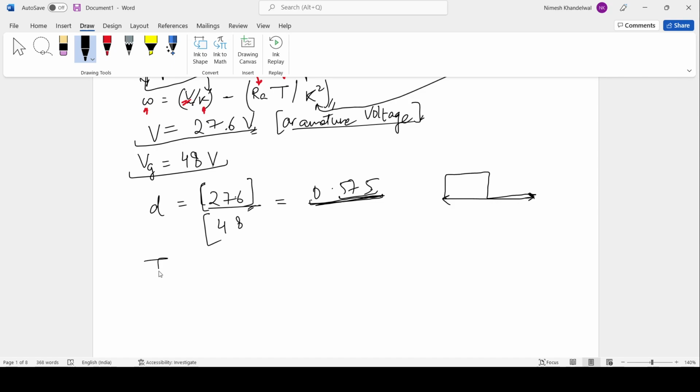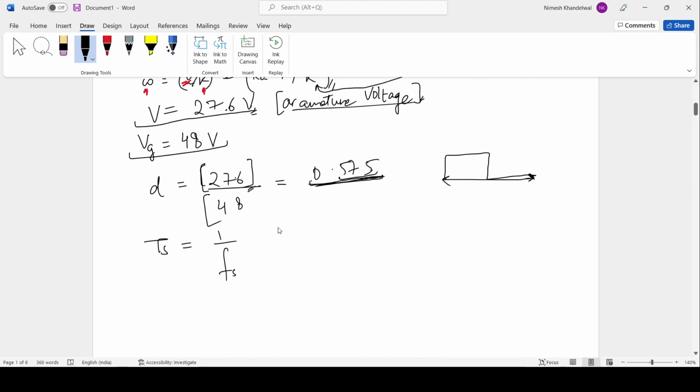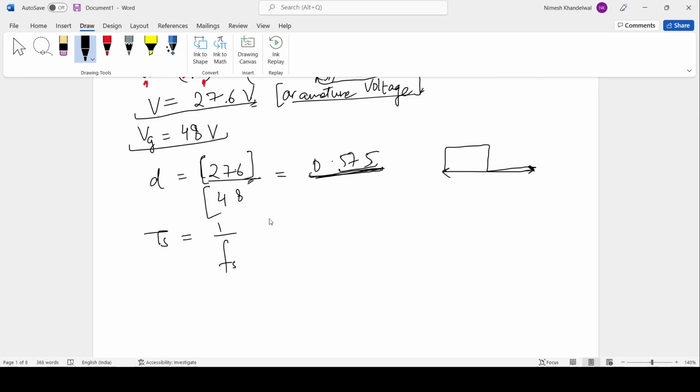And what is the switching time that I'm talking about here? This is just 1 over my frequency. And what is the frequency that I've been given? The switching frequency that I've chosen here is 8 kilohertz. So time period is 1 over frequency, so it is 1 over 8000.